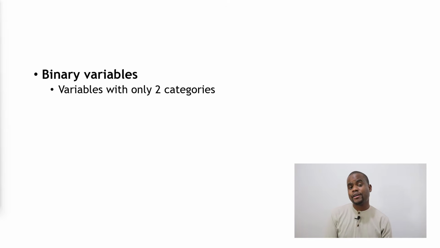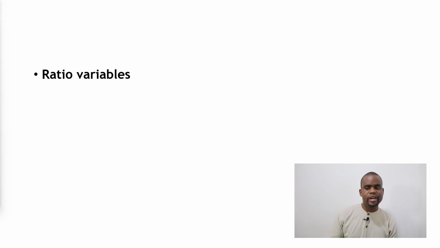So if you have a variable where the answer is yes or no, or on and off, or true or false, then that is called a binary variable, also called a dichotomous variable. Now let's move on to ratio variables.